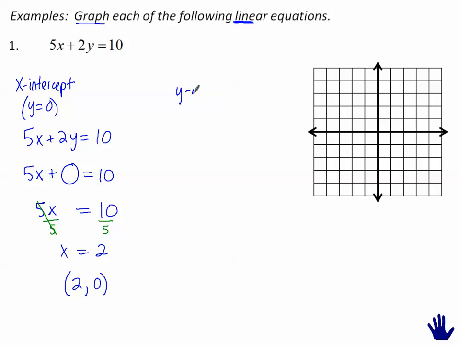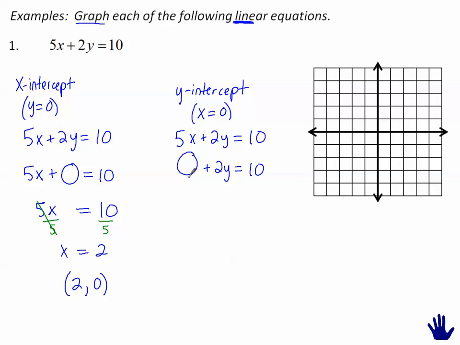Then we'll find the y-intercept. The y-intercept, remember that's where the x is 0. So we take our equation, 5x plus 2y equals 10, and we make the x 0, which makes this whole term 0, since 5 times 0 is 0. So 0 plus 2y equals 10, and 0 plus 2y, using our identity property of addition, is just 2y. So 2y equals 10. Then we can divide both sides by 2, and we're left with y equals 5. So the y-intercept is where the x is 0 and the y is 5: (0, 5).